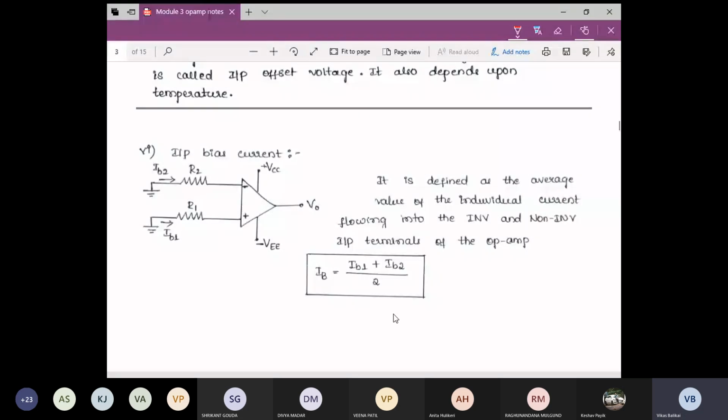I have taken IB1 and IB2 as the two currents flowing inside the op amp, and if I take the average of that, it will become my input bias current. This is the simple definition I can give for the input bias current, and this is what you can just remember as far as your basic electronics op amp concept is concerned.